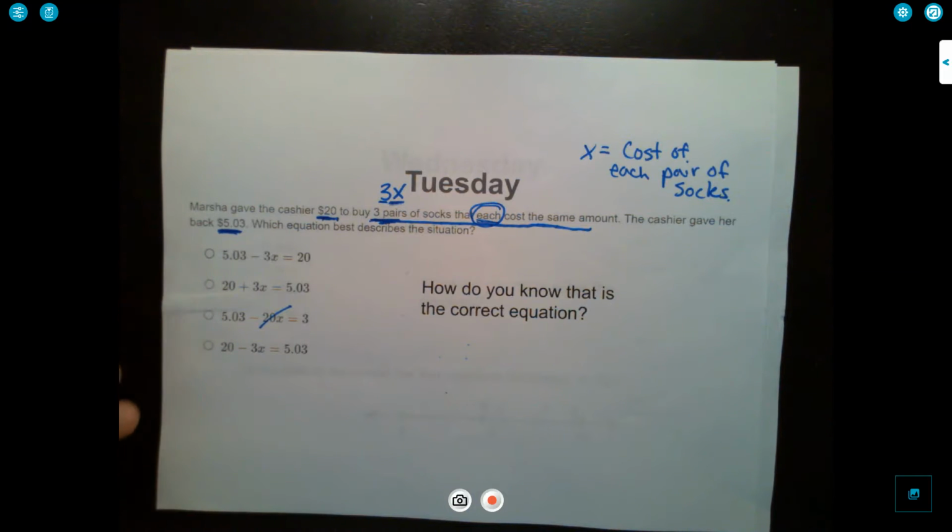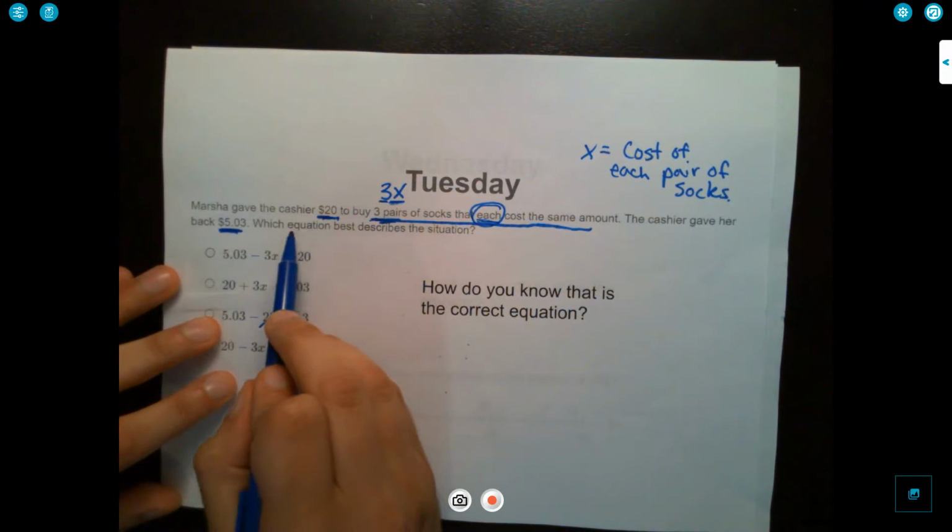So if we wanted to solve for x, we could set up an equation, solve for x, and find out how much each pair of socks costs. However, that's not what the question is asking. The question is just asking for which equation.